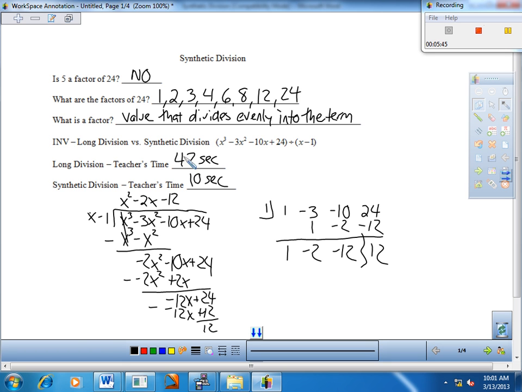If you're wondering where the answer was, look at this quotient right here, and look at the numbers that I put right down here. Do you see this as the 1x squared? Here's the minus 2x. Here's the minus 12. I put a little curtain here. I like doing that. This number right here on the back end, do you see what it relates to? That would be your remainder of 12. And there you have it.